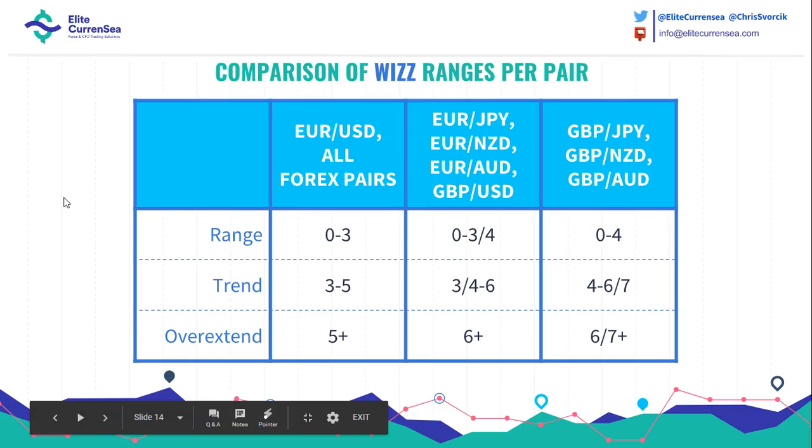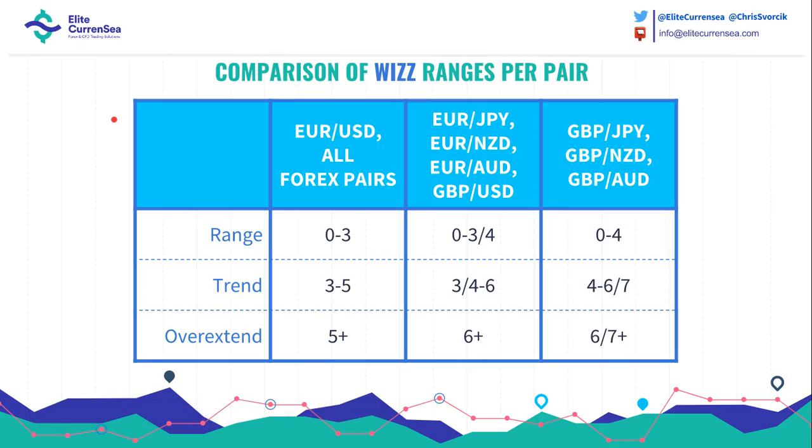So let's take a look at an exact table here that we made, and basically you'll see in a comparison, typically Forex pairs, as I said, 0 to 3 is range, if price is between 3 and 5, it's trending, and overextending is 5 plus. That's this column right here. For Euro Yen, Euro New Zealand, Euro Aussie, Pound Dollar, it's basically rather 0 to 4, 4 to 6, and 6 plus.